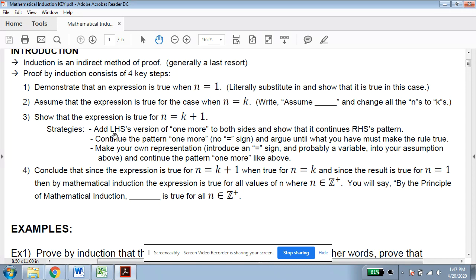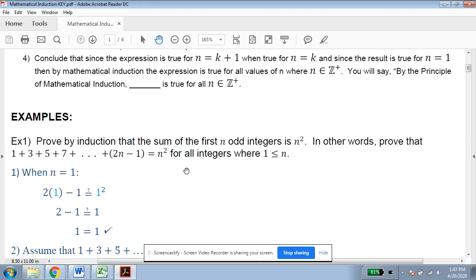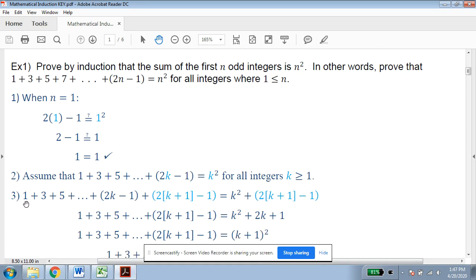Step 3 was to do the algebra to show that this is true when n equals k plus 1. So I'm going to use the first strategy here, adding the left-hand side's version of 1 more to both sides and show that the right-hand side's pattern continues. On the left, I had 1 plus 3 plus 5 up until 2k minus 1. So I'm replacing this k with a k plus 1 to add another term of the left-hand side's pattern onto the left. In order to keep this balanced and equal, I have to add this same expression on the right. So this light blue I've added to both sides.